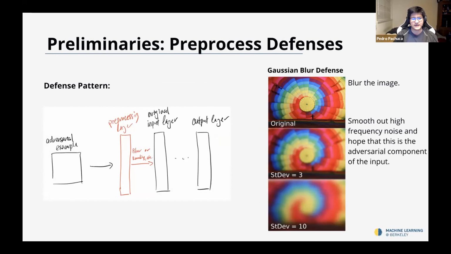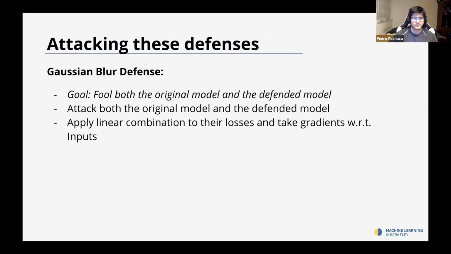And the intuition is that what if we can smooth out the high frequency noise, and we can hope that the adversarial component of the input is in that noise, and we can smooth that out and essentially throw only the adversarial noise away. It turns out that this is not a very good idea, and we can actually attack this very easily.